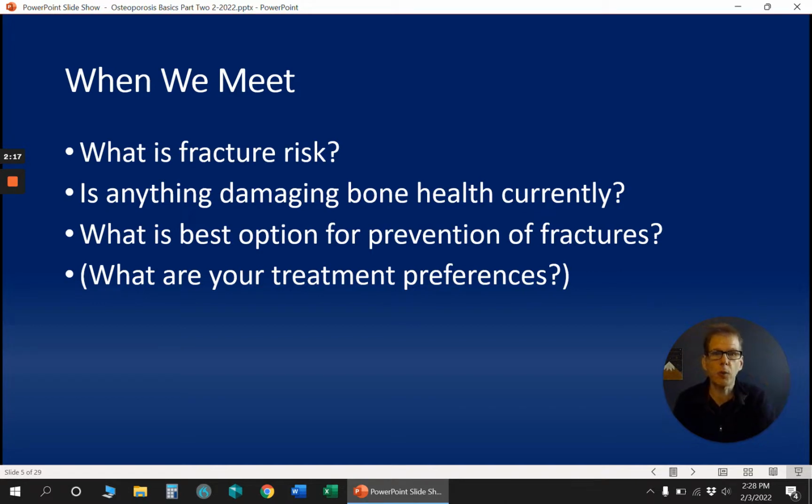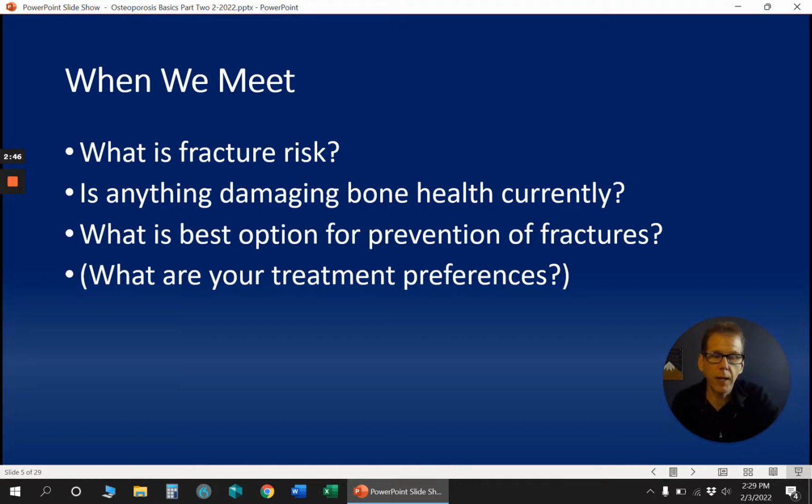What is your fracture risk? Is there anything damaging your bone health currently? What is the best option for prevention and treatment of fractures? And specifically, what are your treatment preferences when it comes to things like medication? We're going to try to incorporate all of that in so that I can give you the best information available so that you have all you need to make the right decision for yourself. We do respect that at the Alpine Center.